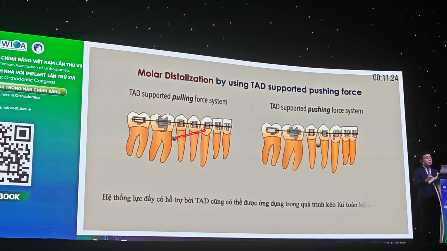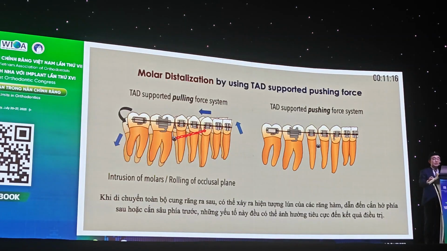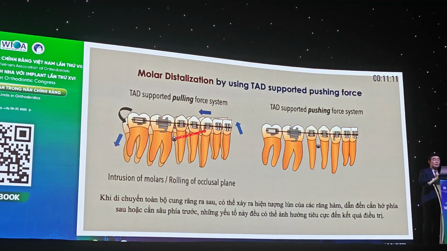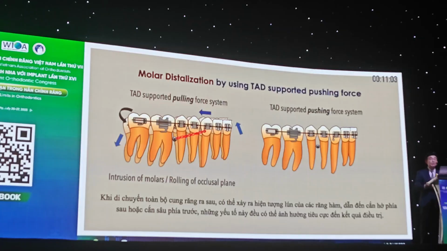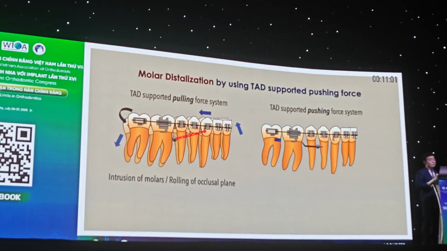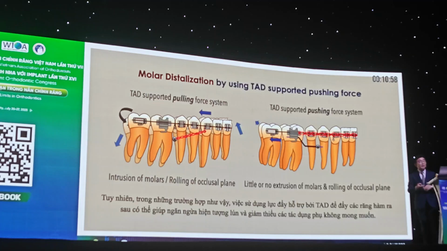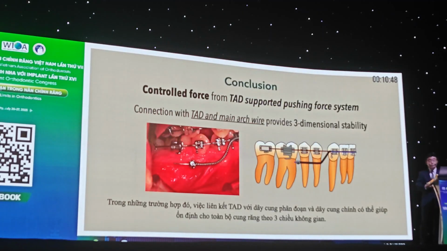The TAD-supported respring system can also be utilized during the retraction of the whole dental arch. When the entire arch is moved backward, there may be a tendency for the molars to intrude, leading to a potential posterior bite or deepening of the anterior bite, which could be detrimental to treatment outcomes. However, in such instances, employing the TAD-supported respring to push the molar back can prevent intrusion and these unwanted side effects. I'd like to conclude my lecture.